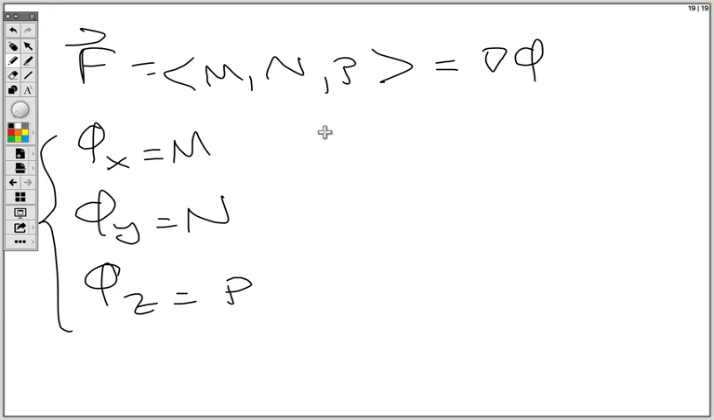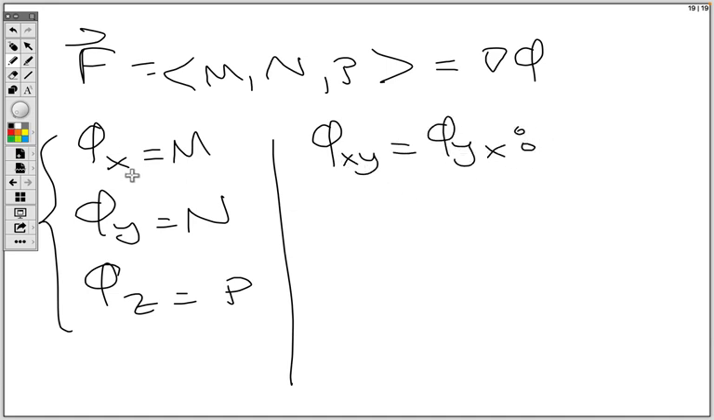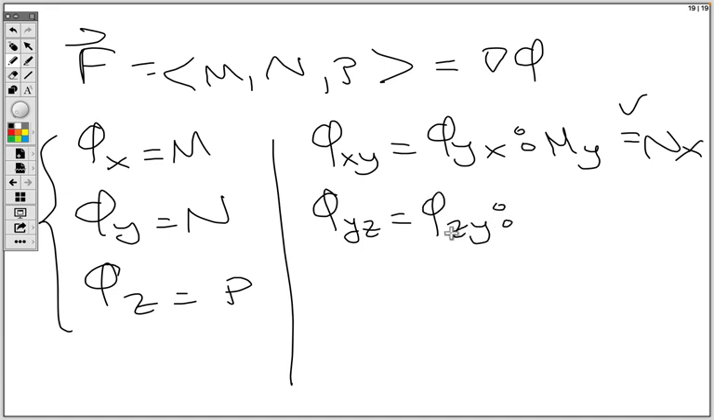So for example, we know that phi xy would be phi yx. So phi xy would be My, phi yx would be Nx. Well, that's the same exactness criteria as for 2 dimensions because we're looking at x and y again. Phi yz would have to equal phi zy. Phi yz would be Nz. Phi zy would be Py. So those two have to be the same.